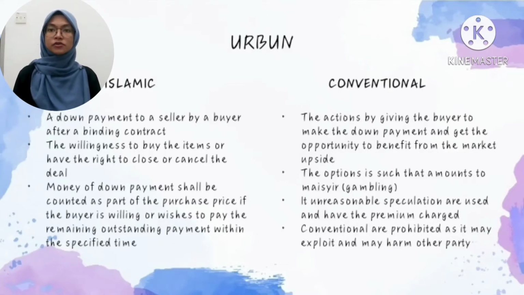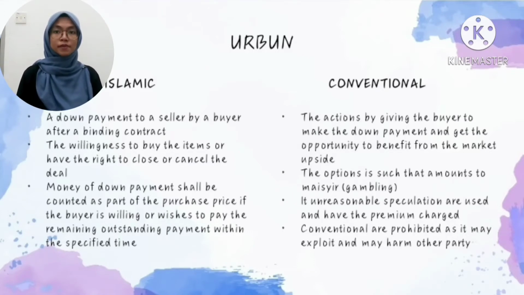If the buyer continues with the contract within the time period, the down payment becomes part of the price already negotiated. For the conventional, the nature and use of the option involve an element of maisir. Hence, the option is used to achieve speculation, and also the premium paid is impermissible.